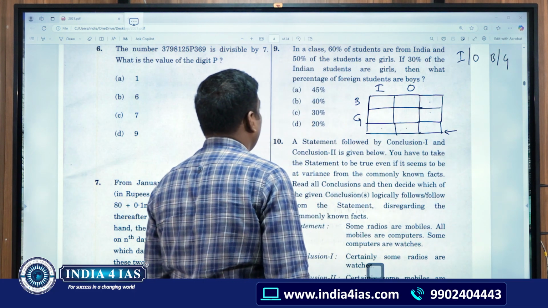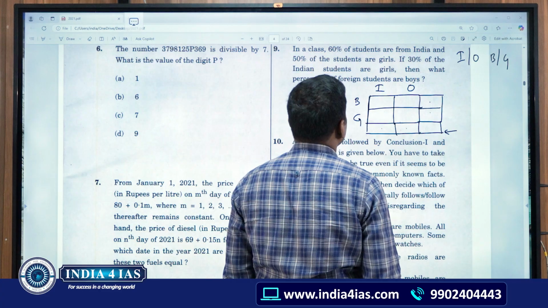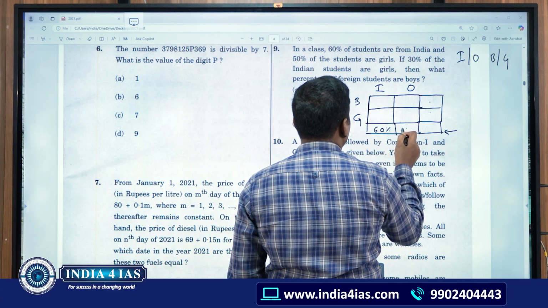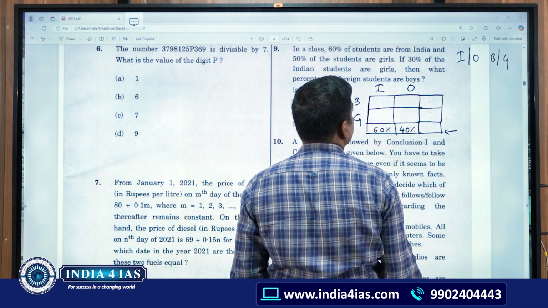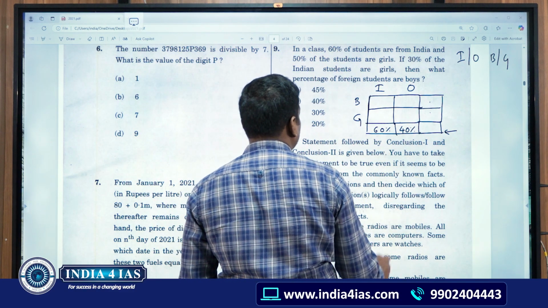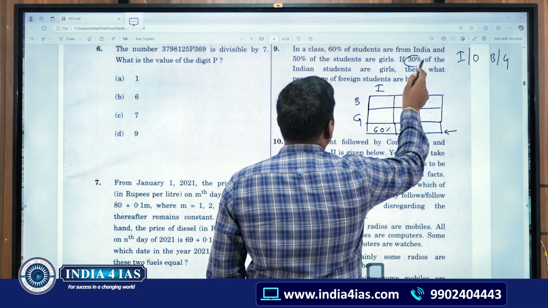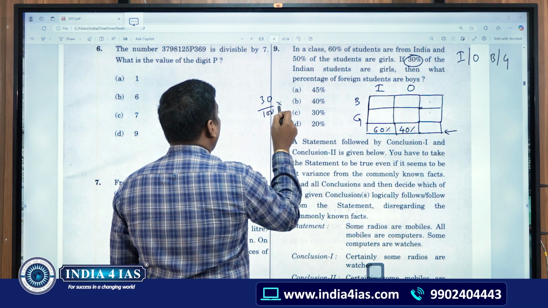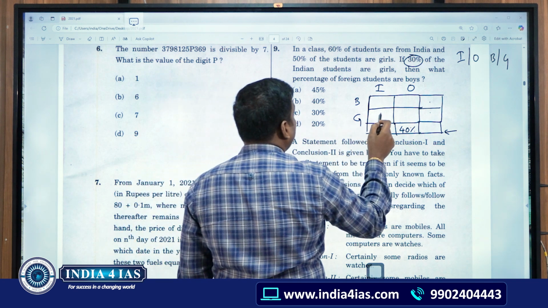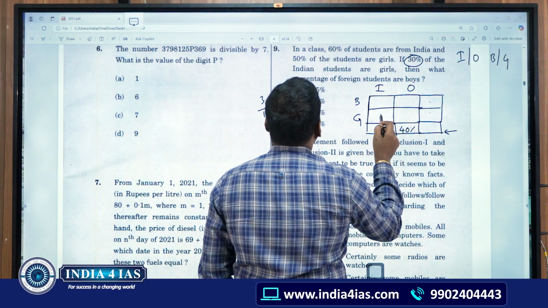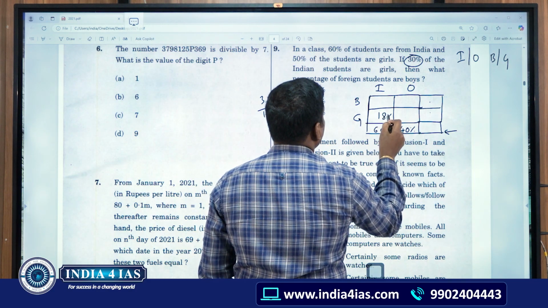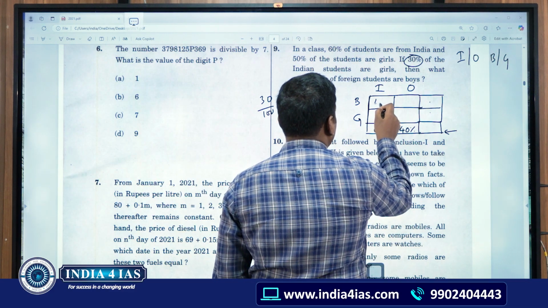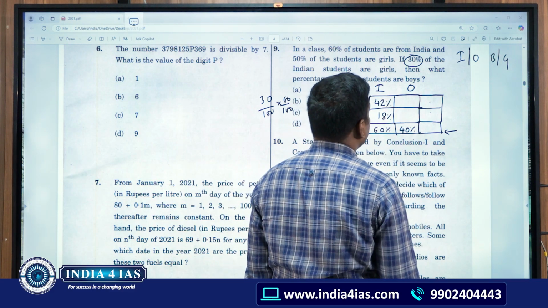Okay, so let us try to distribute here. In a class, 60% of the students are from India, so total Indians are 60%. Then outsiders will be 40%. If 30% of the Indian students are girls, that is 30% of 60%, which is equal to 18%. They are girls, 18% are girls. So remaining are how many? If 18% is here, 42% are boys.